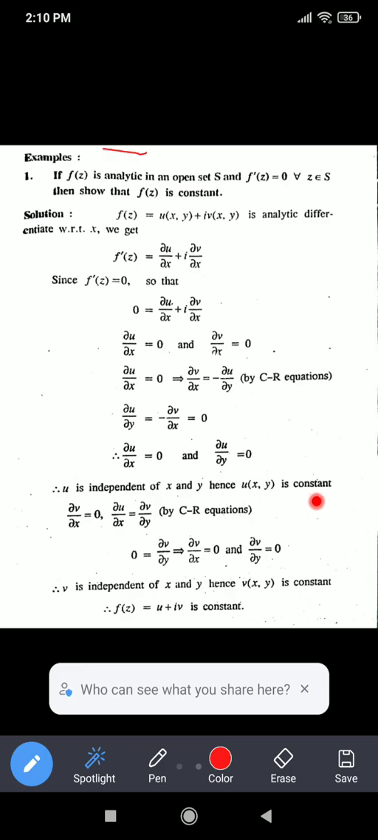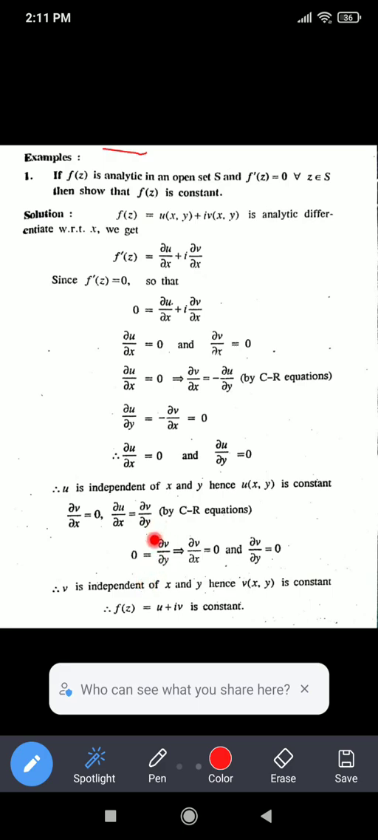Similarly, we have to show that the imaginary part is also free of x and y. Here we already know that dou v by dou x is 0, so take it as it is. Then by using the CR equation, dou u by dou x can be written as dou v by dou y. Then put the value of dou u by dou x as 0.